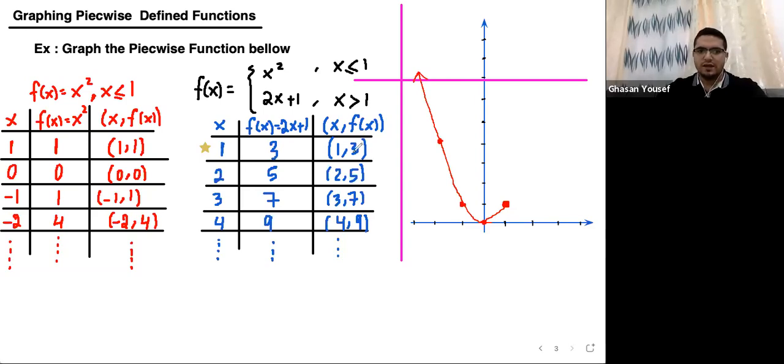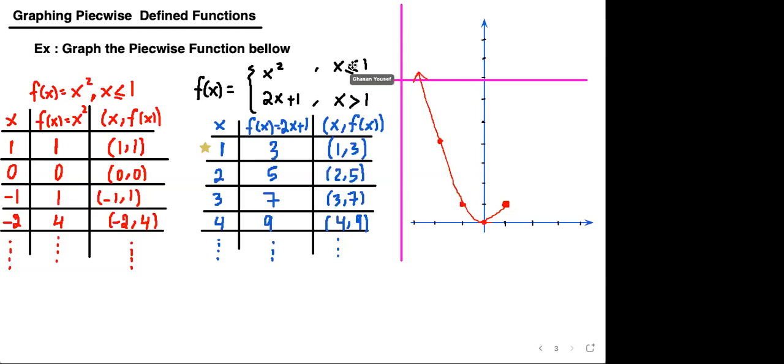At 1 is 3, open circle. Go ahead, what's your question? Isn't the point 1 and 1 supposed to be an open circle? At 1 and 1 it should be a closed circle. Why? Because of the equal sign, you see the equal? Yes, x is less than or equal to 1. This means it should be a closed circle. Okay.